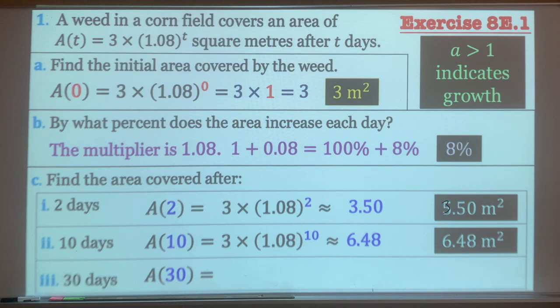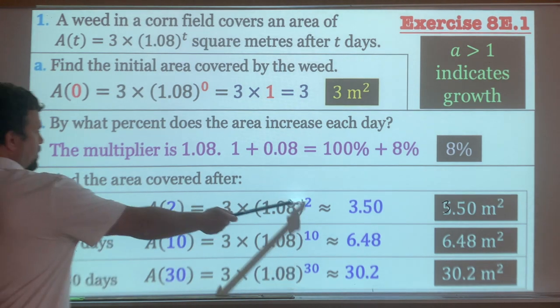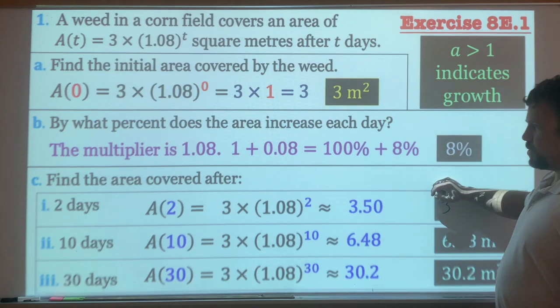Next one, A(30), all right? About 30.2, 30 and 2 tenths. 30.2 square meters. All you're doing is plugging those in the calculator. Remember, this is 3.5, not 5.5.